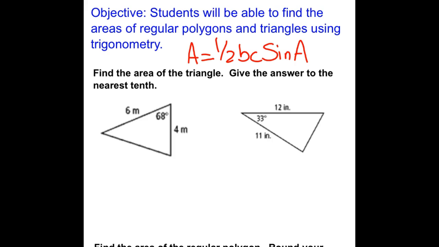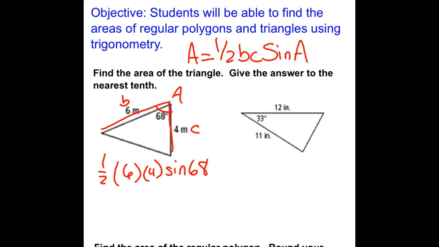So like in this first one, we have a side of 6 and a side of 4, and 68 is between them. That's perfect. I'm going to use 6 and 4 as my b and c, and 68 as my A. And I just plug it all in. 1/2 times 6 times 4 times sine of 68. Now, this is where you might get something weird if your calculator's in the wrong mode. Mine's in the wrong mode right now, and I got 3.25.